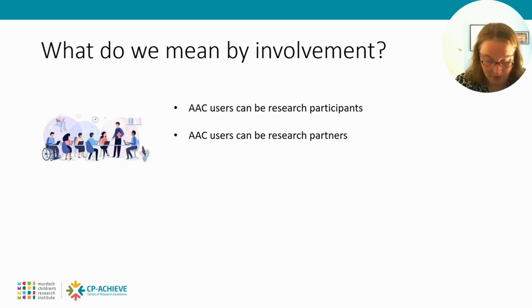Some things research partners might do include tell the researchers what's important to research in the first place, tell the researchers how to make the research study more inclusive. So this can include things like making sure the AAC users know that they can be in the study and that they'll have the support they need in order to participate. And when it gets to the point of the research findings or the results, research partners can make sure that AAC users can understand the results and that the results are useful and relevant to their lives. So AAC users can be involved in research in both of those ways.